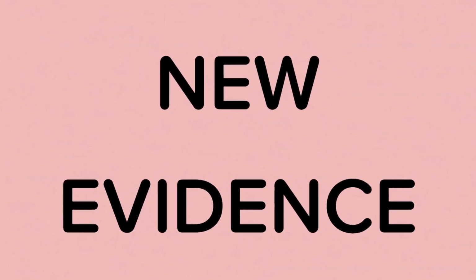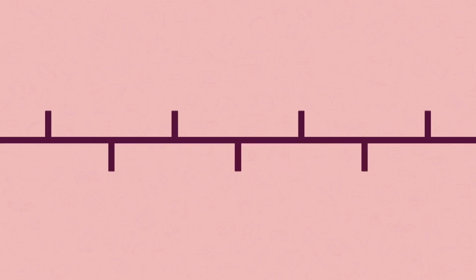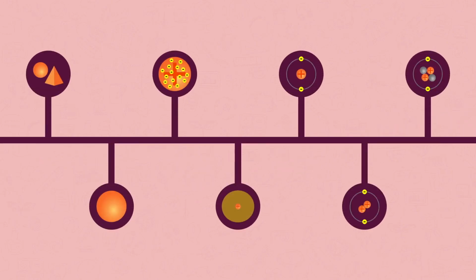So if new evidence comes along that can't be explained by the currently accepted theory, then the scientific method of creating the hypothesis and testing it starts all over again. One of the most well-known examples of theories and models changing over time as new evidence emerges is that of the atom. So here we have a timeline of the models of the atom.